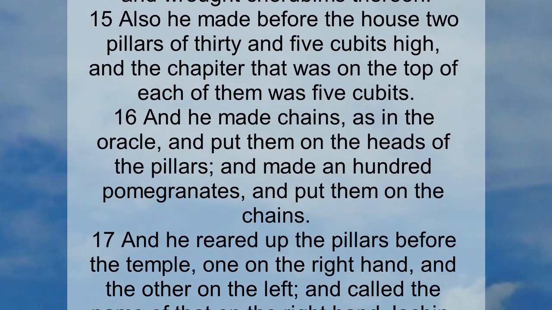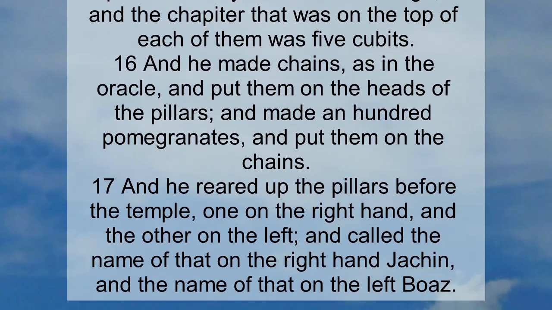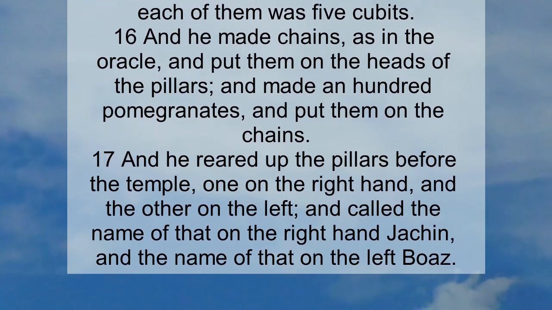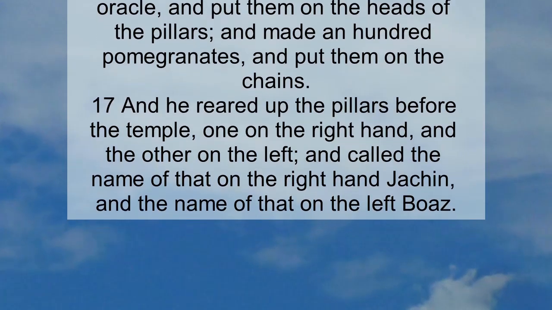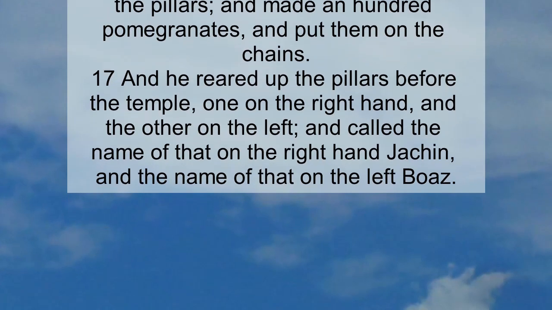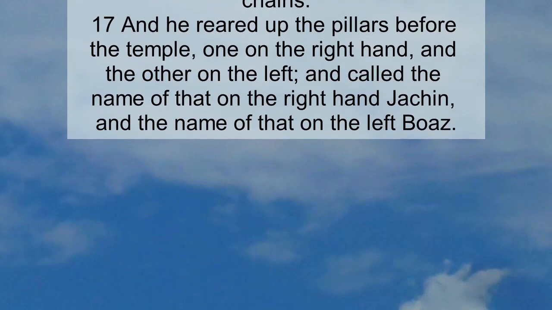And he made chains, as in the oracle, and put them on the heads of the pillars, and made 100 pomegranates, and put them on the chains. And he reared up the pillars before the temple, one on the right hand, and the other on the left, and called the name of that on the right hand Jachin, and the name of that on the left Boaz.